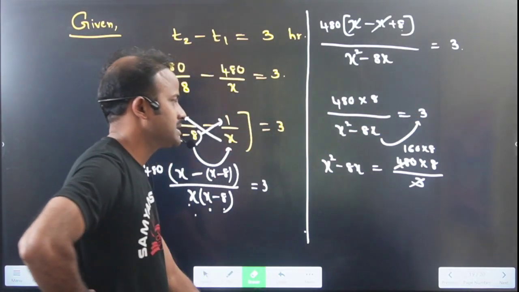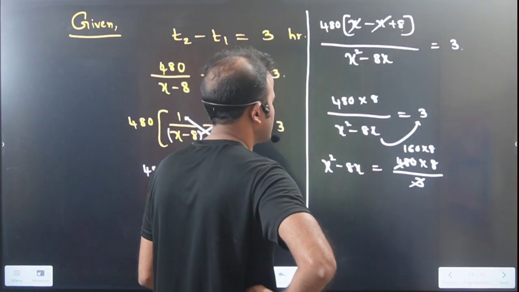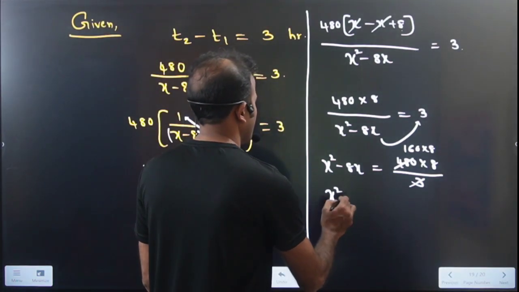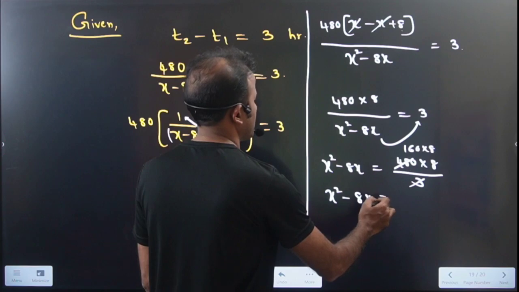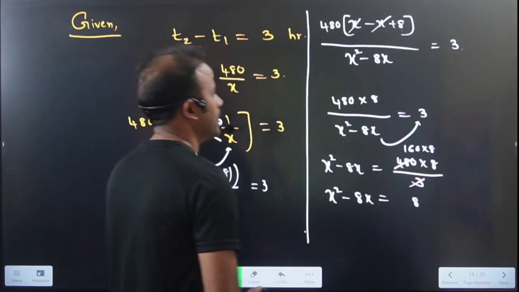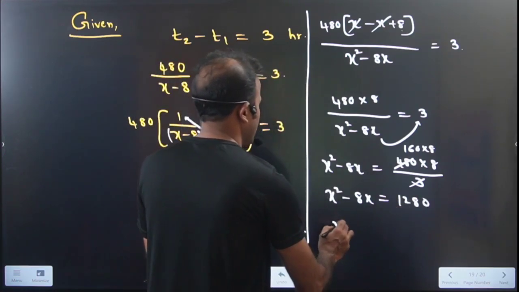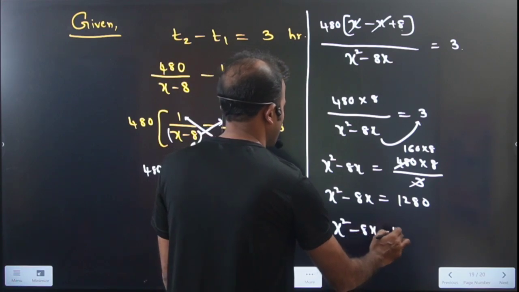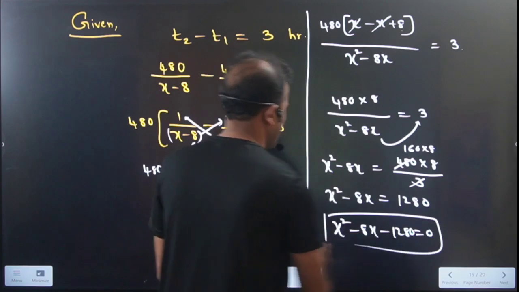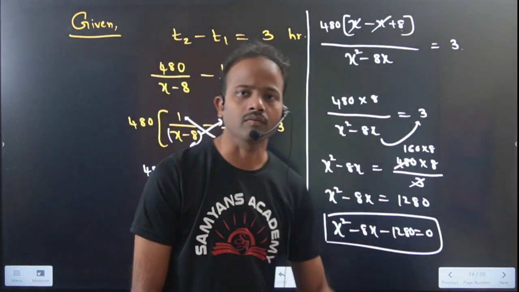Okay, so 160 into 3, right, that is 480. So next to it is into 8, so x square minus 8x. Now tell me, 8 sixes are how much? 48, 4 eights are 32, 8 plus 4 is 12, 1280. So we can write this is x square minus 8x minus 1280 equal to 0. This is your required equation, where x is the speed of the train.